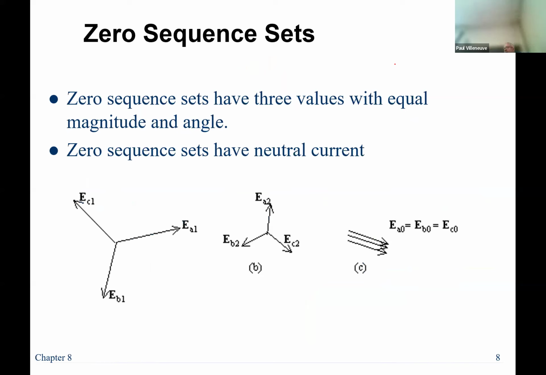So here are the three vectors. I have positive sequence, I have negative sequence, and I have zero sequence. We talked about positive and negative having the same magnitude and offset by 120 degrees. What do you notice about negative zero sequence?